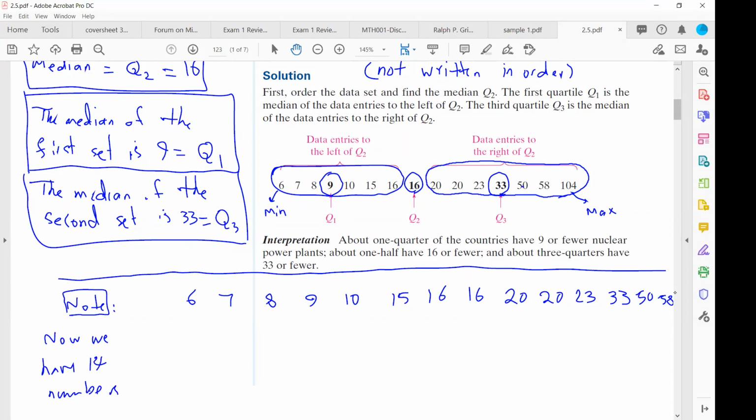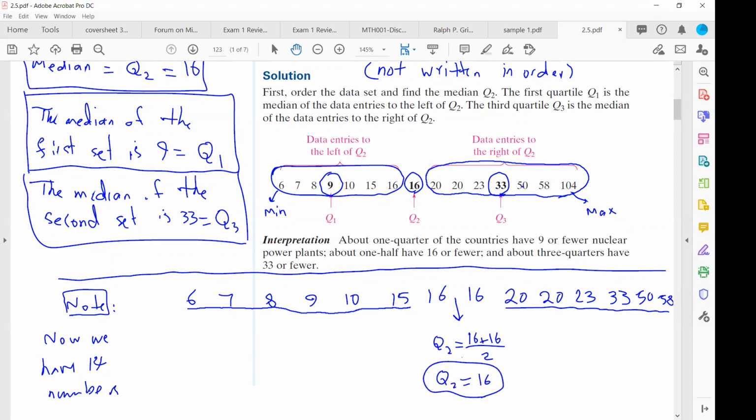First we find the median of the original collection. 1, 2, 3, 4, 5, 6. 1, 2, 3, 4, 5, 6. The middle numbers are these two numbers. 16 plus 16 divided by 2 is 16. So 16, the middle number here, is your second quartile or the median. So Q sub 2 or the middle number is 16.